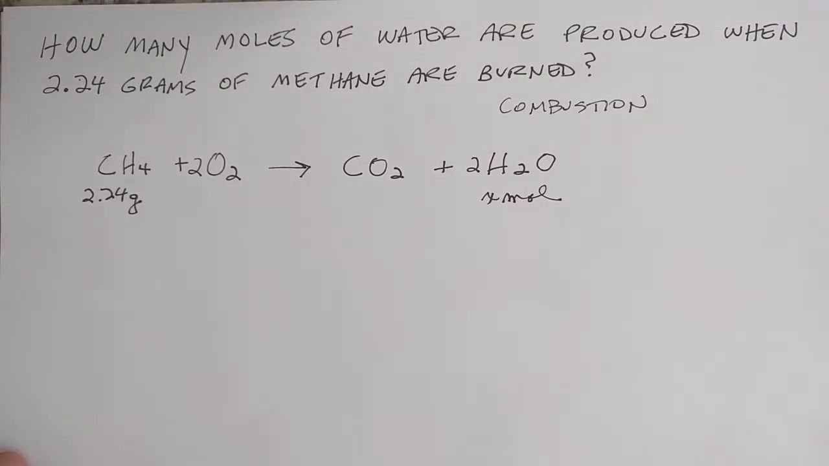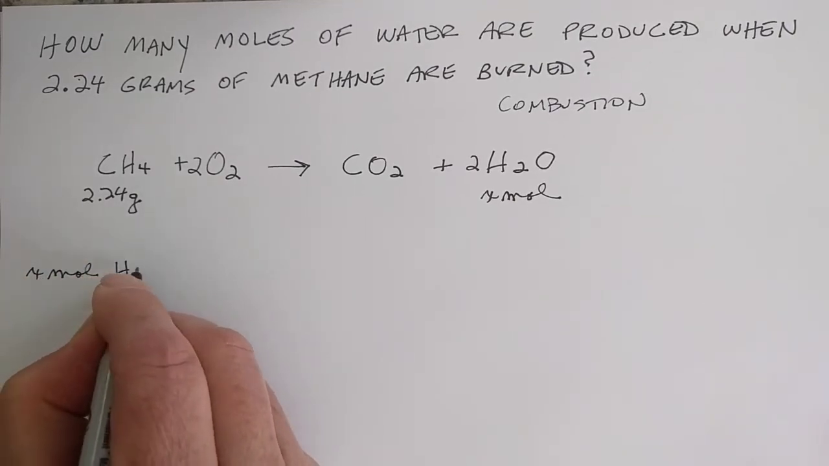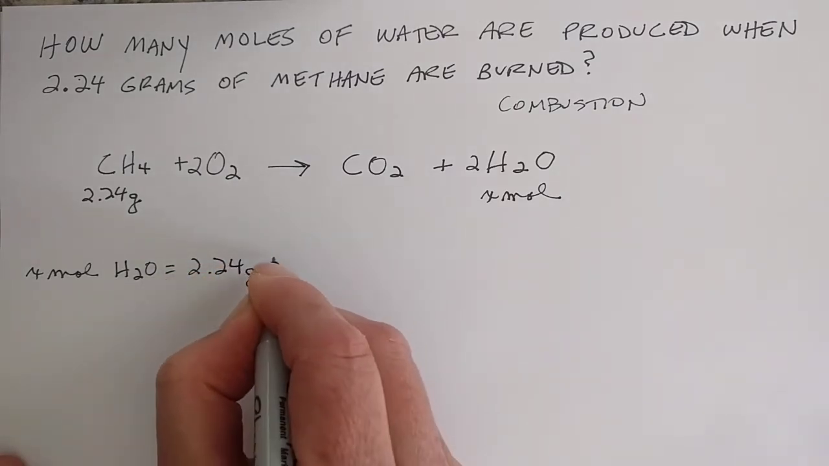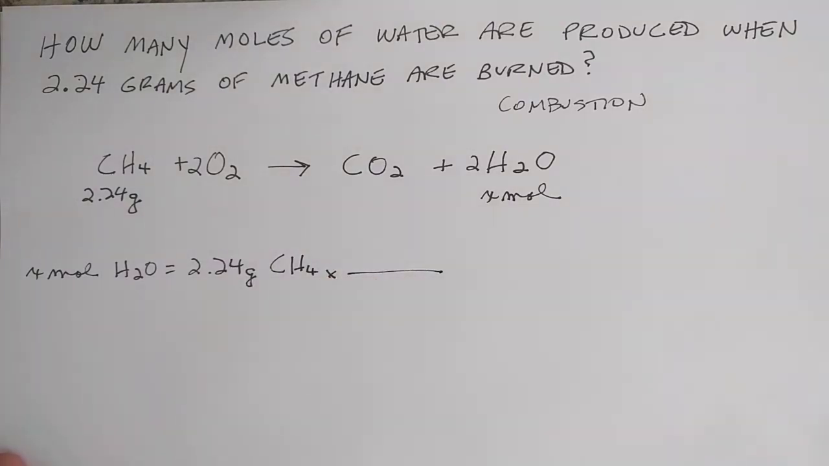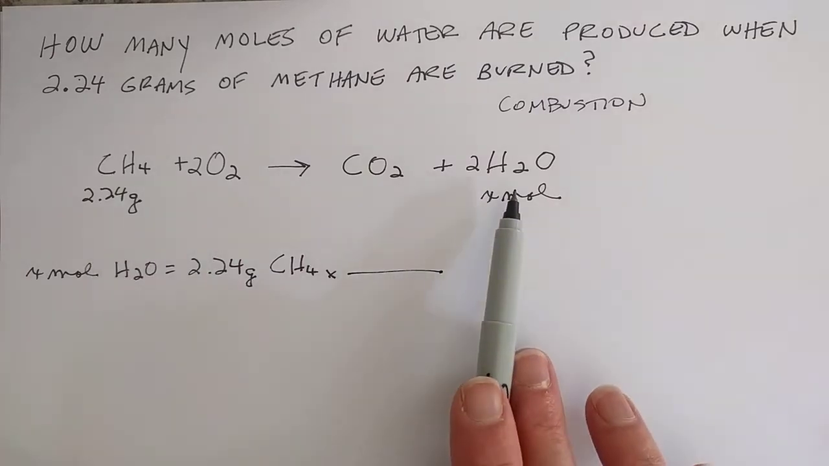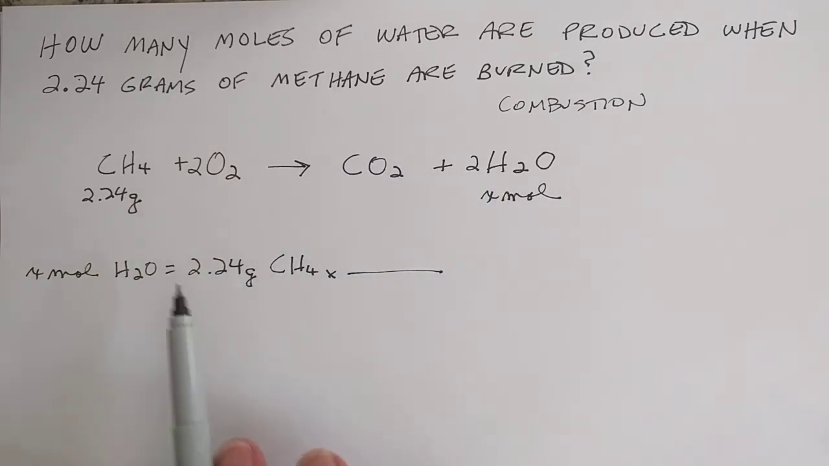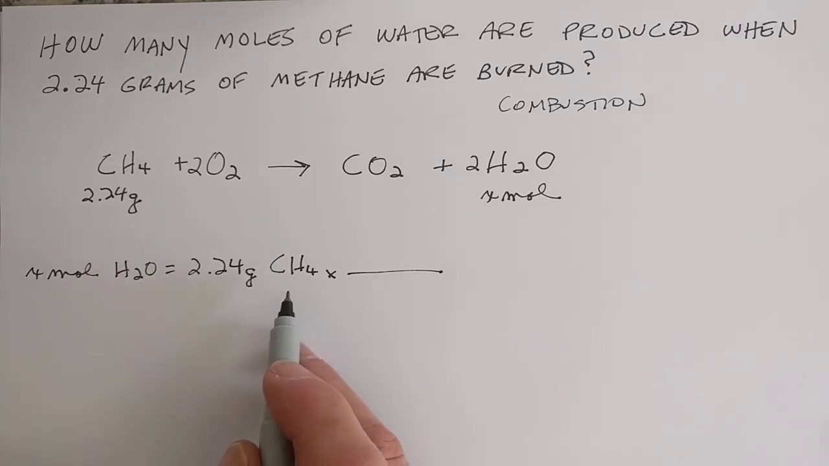Now we can do our dimensional analysis. X moles of H2O equal our quantity of interest, 2.24 grams of CH4, multiplication sign, and crossbar. Now, this problem is a little different from our previous problem. We're starting out with grams of methane. We want to get to moles of water. To do that, we're going to need the mole ratio. So we need to turn this into moles. So our first step now is to do a molar mass calculation to turn the grams of methane into moles of methane.